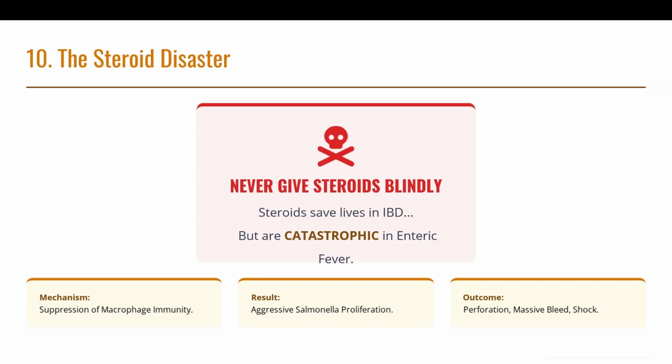So steroids, never give steroids blindly. That is usually the mainstay that is used in oral formulation for IBD. Never give it in case of suspected enteric fever. It can be catastrophic because of suppression of macrophage immunity, aggressive salmonella proliferation, perforation, massive bleed, and shock.